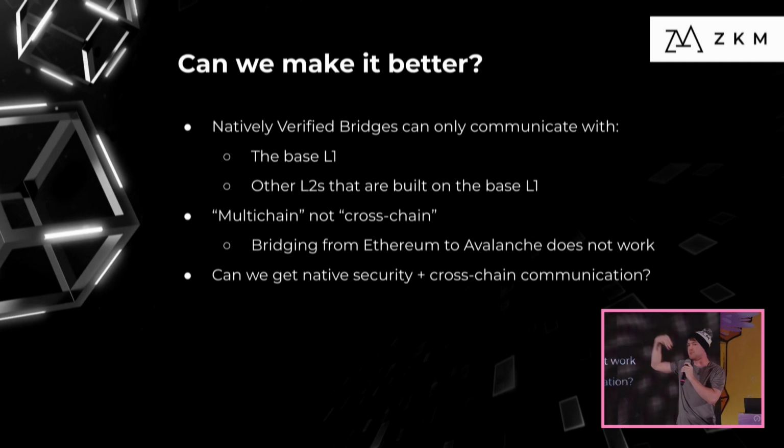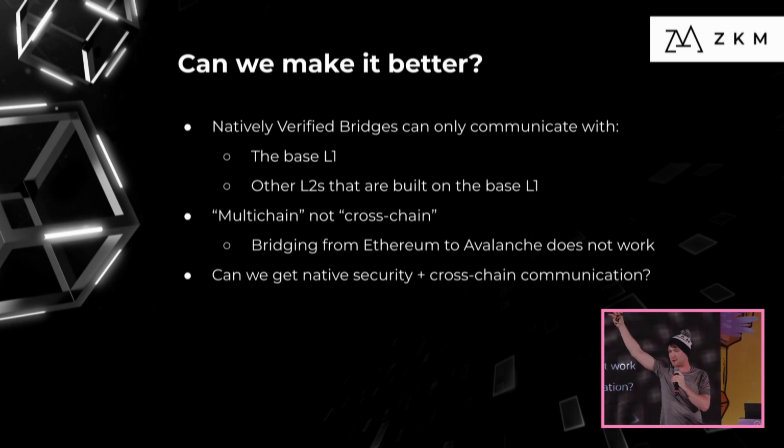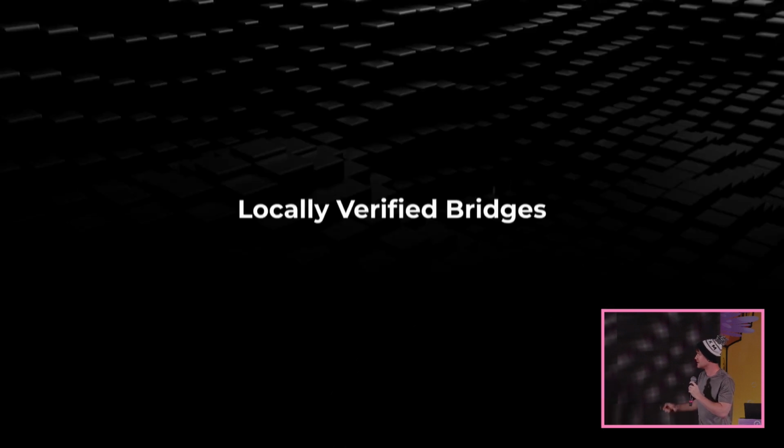So this is what we mean by multi-chain. That example of connecting Avalanche to Ethereum, that's cross-chain. That example of connecting Optimism to Metis, that is multi-chain. So I'm inheriting the security of the L1 to process the bridge transaction. Now, the question is, this is like the billion-dollar question, jillion-dollar even: can we get native security and cross-chain communication? And this is where we have locally verified bridges.